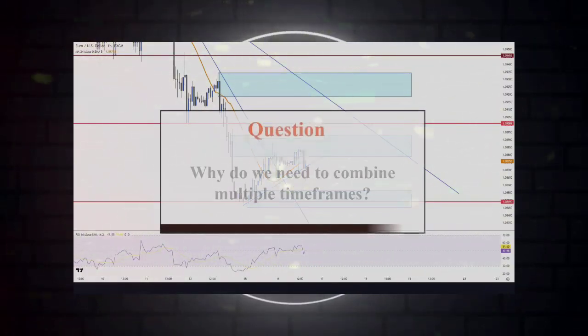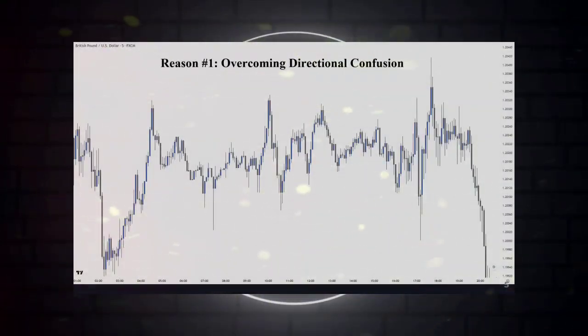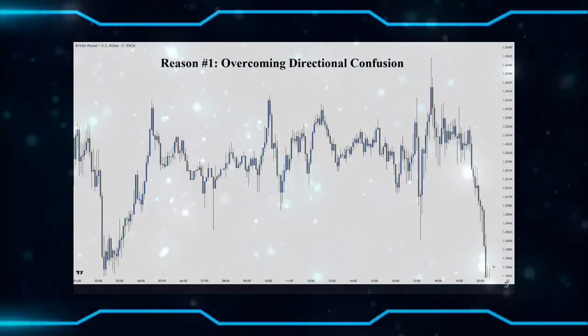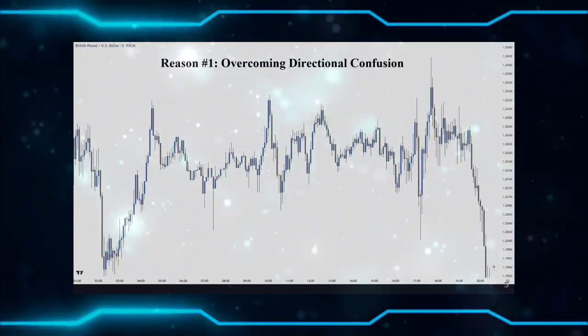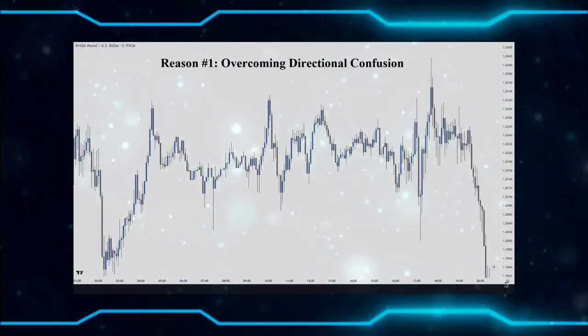But first, why do we even need to combine multiple time frames? Well, here are the top 3 reasons. Number 1, overcoming directional confusion. Here on the pound dollar 5 minutes chart, the market looks choppy without any visible direction. It continuously violates the structure levels to both up and down sides, confusing any trader trying to identify the direction.